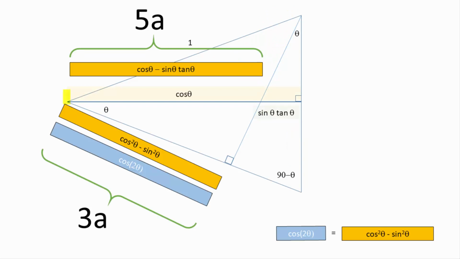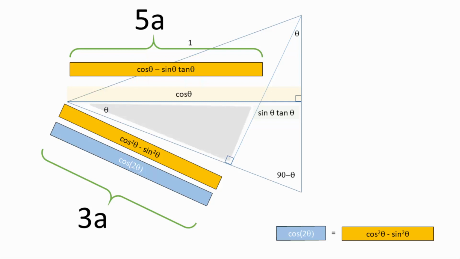So we already know that 5 is equal to cos theta, and 5b is sine theta times tangent theta. So that must mean that 5a is simply a subtraction of 5 and 5b, so that would be cos theta minus sine theta times tangent theta.